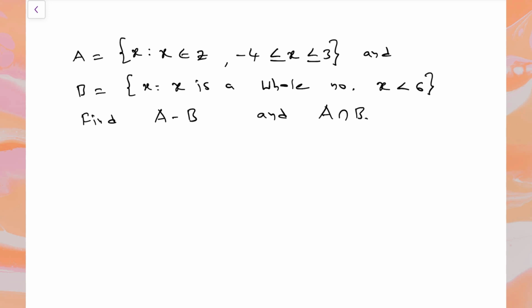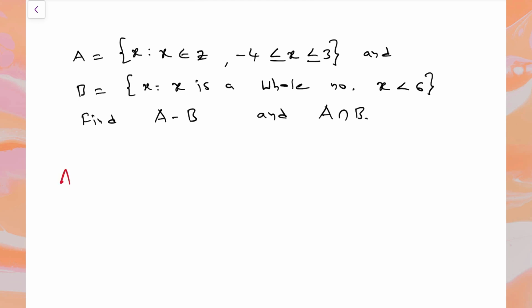Coming to the choice question. In this, set A equals x such that x belongs to integers, minus 4 less than or equal to x less than or equal to 3, and set B equals x such that x is a whole number, x less than 6. Then find A minus B and A intersection B. It's a very small question actually.